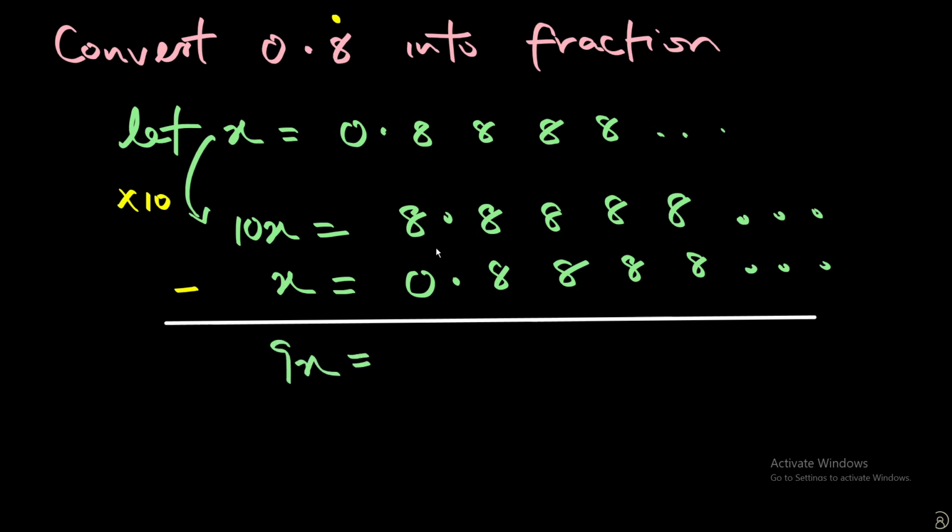You have the equal sign. And of course, if we take this away from this, obviously the 8s after the decimal point all cancel out, and then we're left with 8 here, and 8 take away 0 is 8. And then we have 9x equals 8, and to get x, we're going to divide both sides by 9. So x is definitely going to be 8/9. So as a single fraction, 0.8 recurring is 8/9.